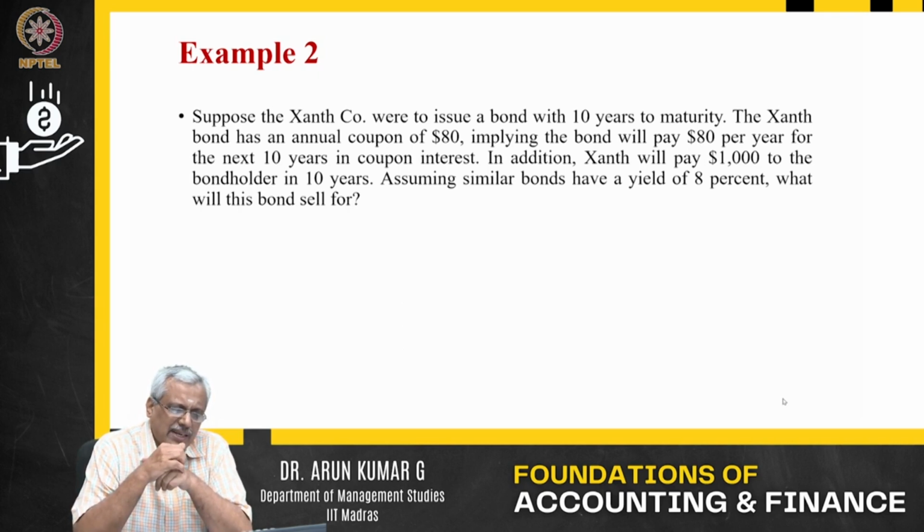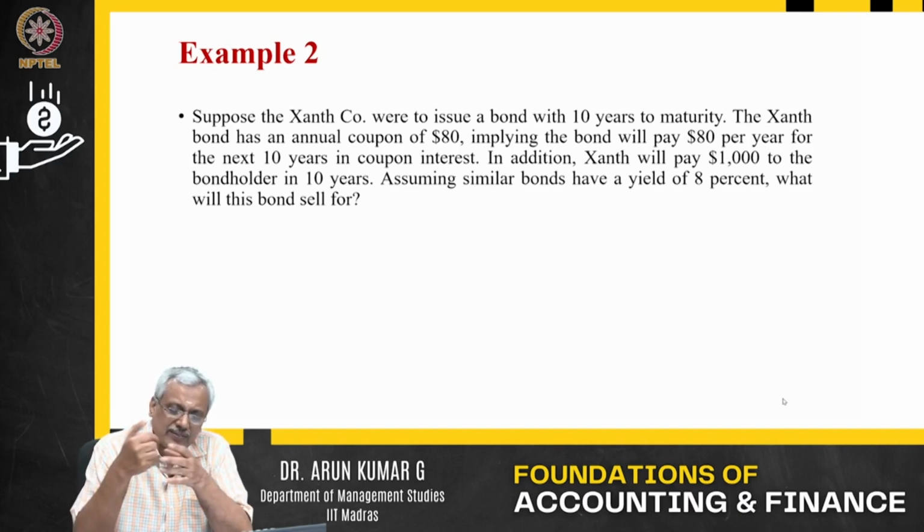Suppose a company were to issue a bond for 10 years to maturity. The bond has an annual coupon of $80, implying the bond will pay $80 per year for the next 10 years in coupon interest. In addition, they will pay $1,000 to the bondholder in 10 years.